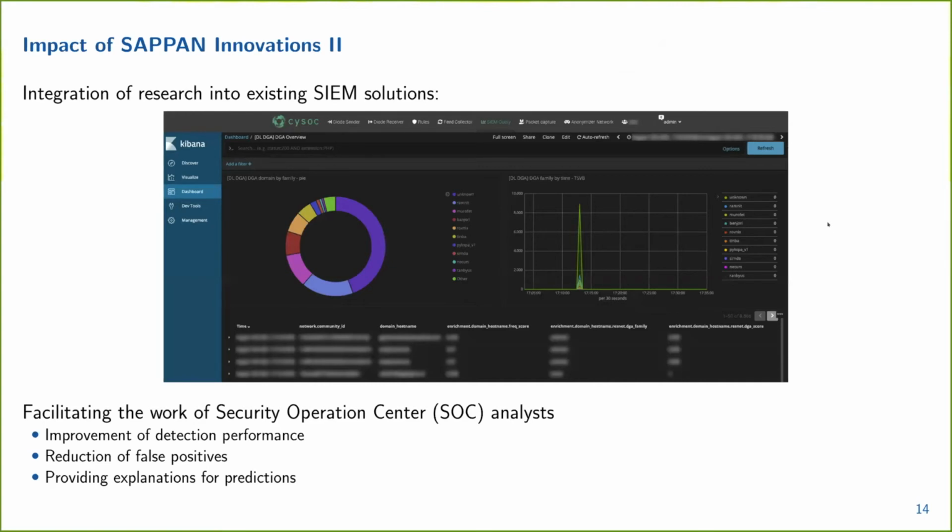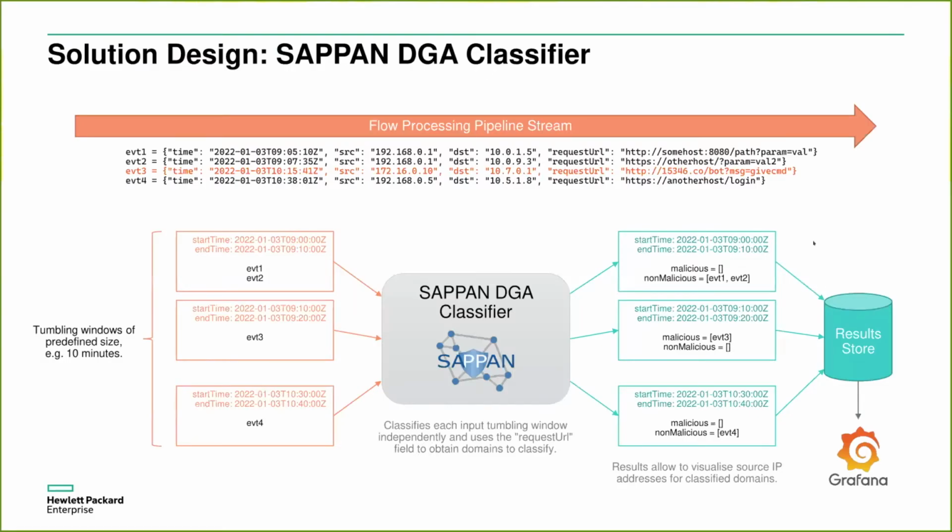Here you can see a screenshot of one integration by one of our partners. The goal of this integration was, of course, to improve the detection performance, reduce the false positives, and provide explanations for predictions. Another integration is now presented by Hugo from HPE. Hugo, please.